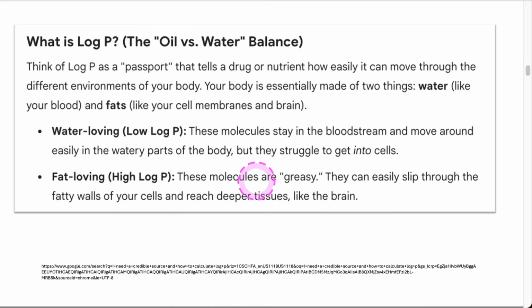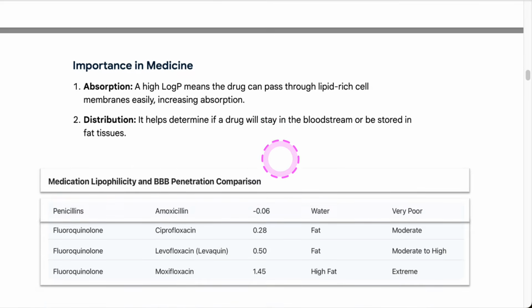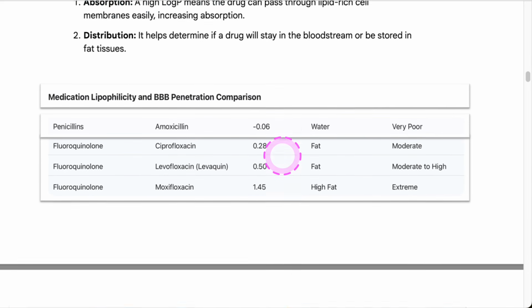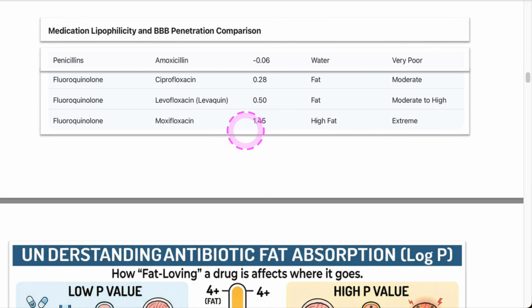Okay, so guess what? Do fluoroquinolones, the class of medications, have a low log P, or do they have a high log P? Guess what? They have a high log P. It means they love fat. Okay, so check this out right here. So this is the log right here. Okay. So zero would be neutral. Zero is neutral.